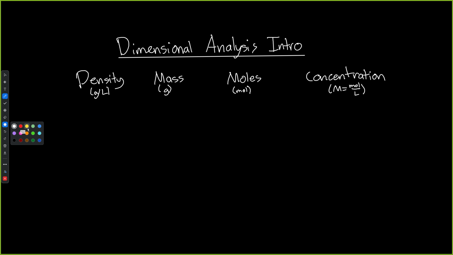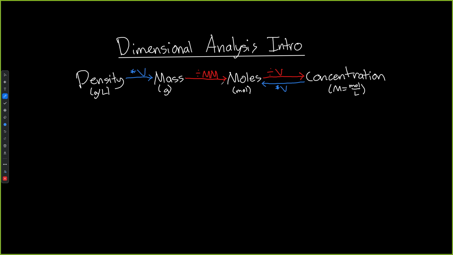So in order to get from density to mass, we're going to have to multiply the density by the volume. In order to get from mass to the number of moles, we're going to have to divide the mass by the molar mass. And in order to get from moles to concentration, we're going to have to divide the number of moles by the volume. Again, we're going to do some examples with this, basically going both directions. But let's just pretend we need to go the opposite direction. So if we're trying to go from concentration to moles, all we have to do here is multiply the concentration by the volume.